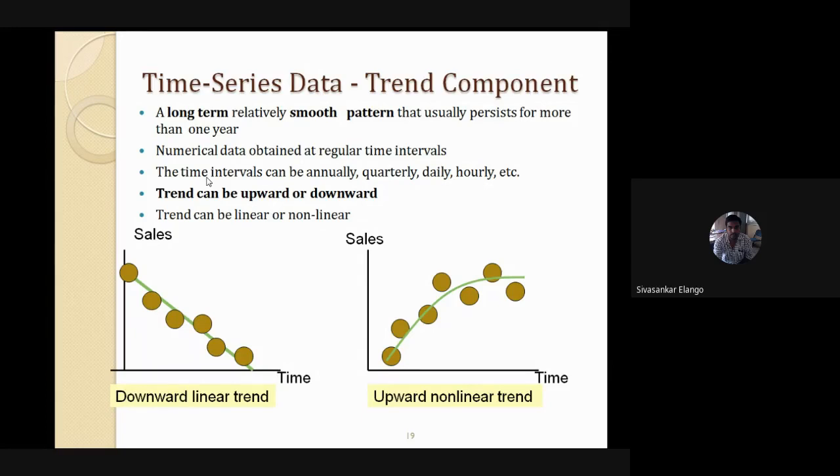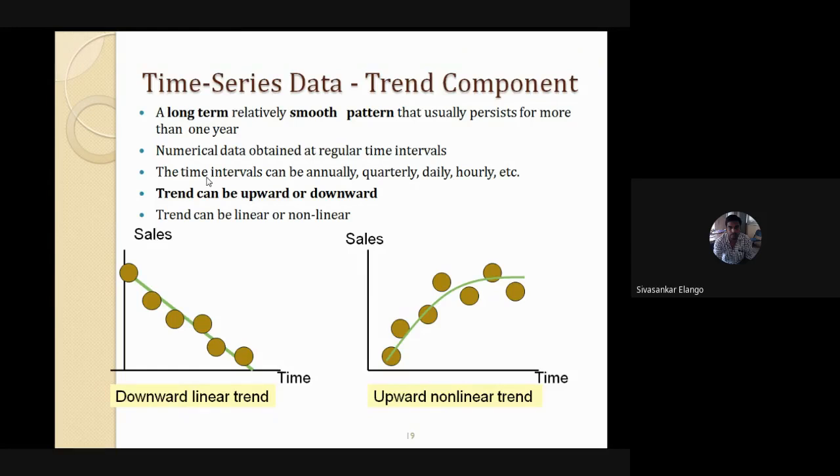It's a downward trend, whereas the sales in the second graph is going to be an upward trend. So you have two types of trend. It can be either a downward trend or an upward trend. The trend can also be linear or non-linear. So basically, trend is a long-term, relatively smooth pattern that usually persists for more than 1 year.